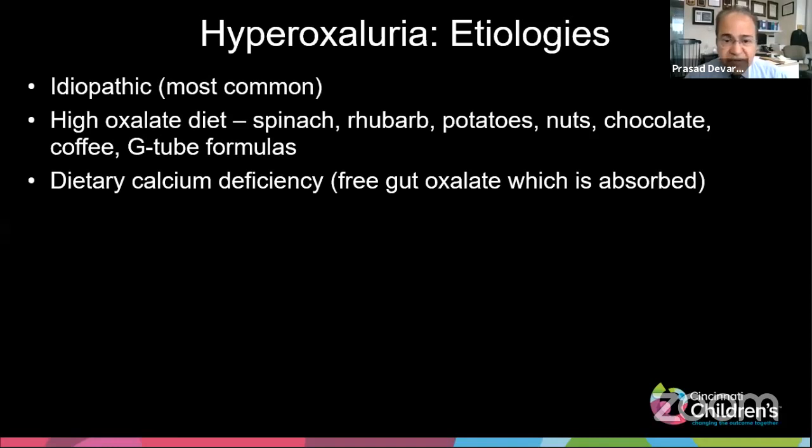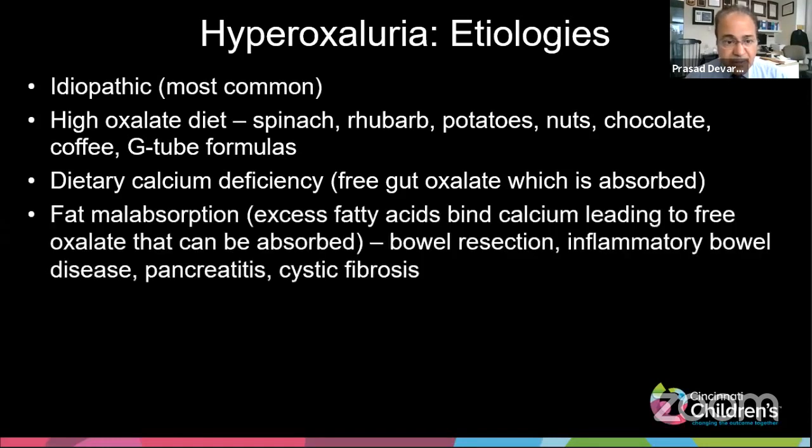Dietary calcium deficiency is a very important cause. In the old days, about 10 years ago, patients with kidney stones were given a calcium-restricted diet, and we very soon found out that that was a big mistake because patients who were on a low calcium diet were the ones that were getting more kidney stones. And the explanation is because when you have a low calcium intake, there is not enough calcium in the gut to absorb oxalate. A lot of food contains oxalate. So when there's not enough calcium in the diet, there's a lot of free oxalate in the gut, which is then absorbed and causes hyperoxaluria.